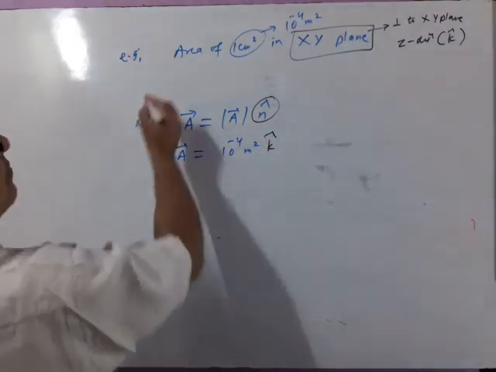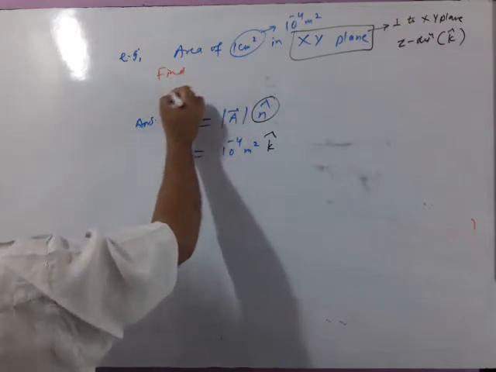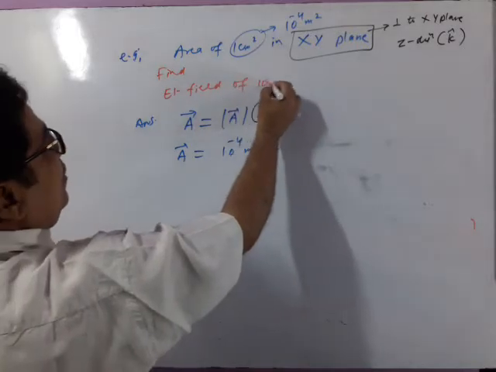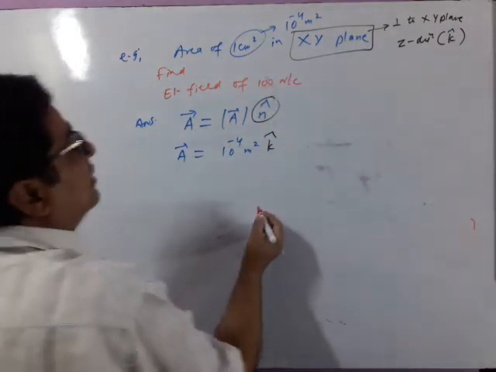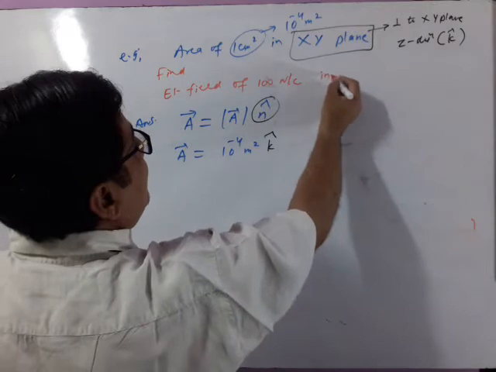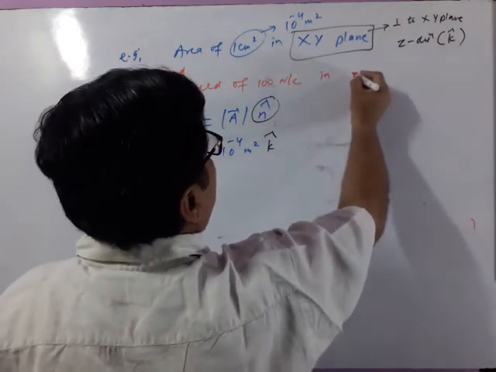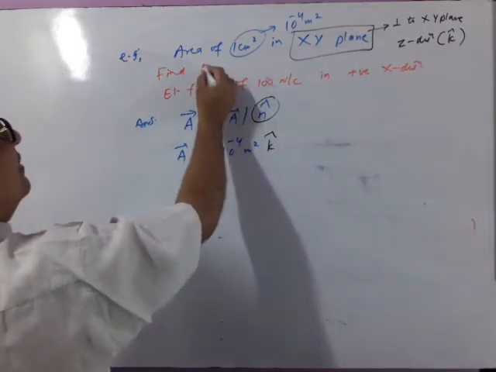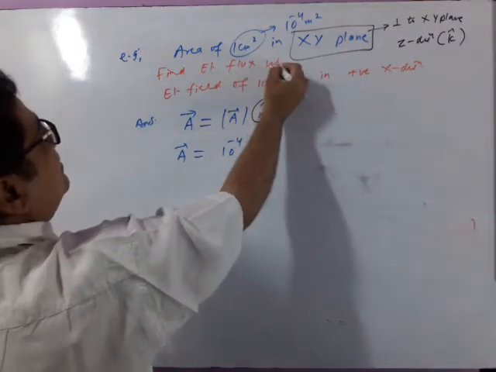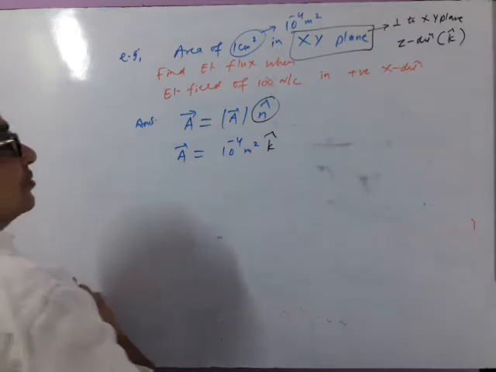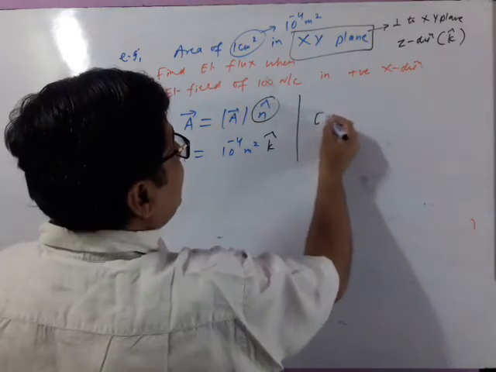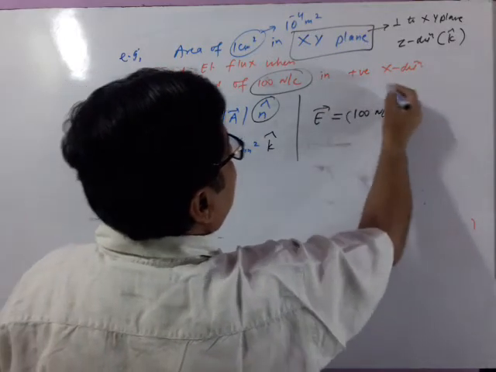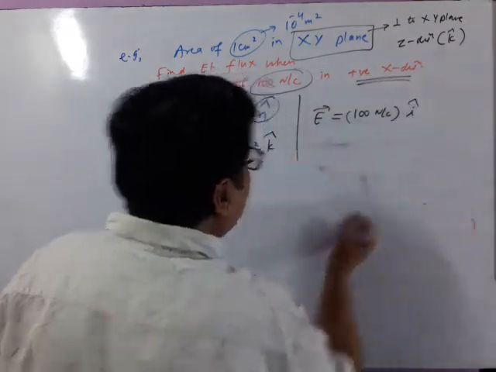Now you are given an electric field of 100 Newton per coulomb in the positive X direction. Find the electric flux. So see, in this case, the electric field vector is given as 100 in the positive X direction, I cap.